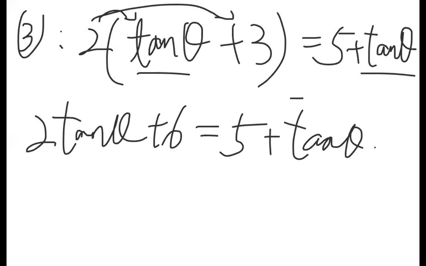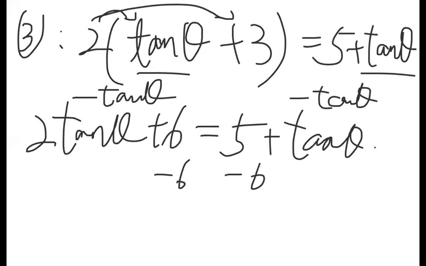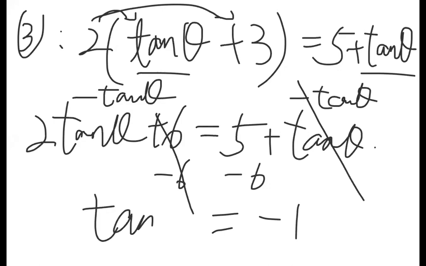Right? Then you minus tangent theta on both sides of the equation, followed by minus 6 on both sides of the equation. Plus 6 minus 6 is gone. Plus tangent minus tangent, this is also gone. So the right-hand side becomes 5 minus 6, which is minus 1. The left-hand side becomes 2 tangent theta minus tangent theta, which is tangent theta. Right, this becomes, like before, tangent theta is equal to minus 1.